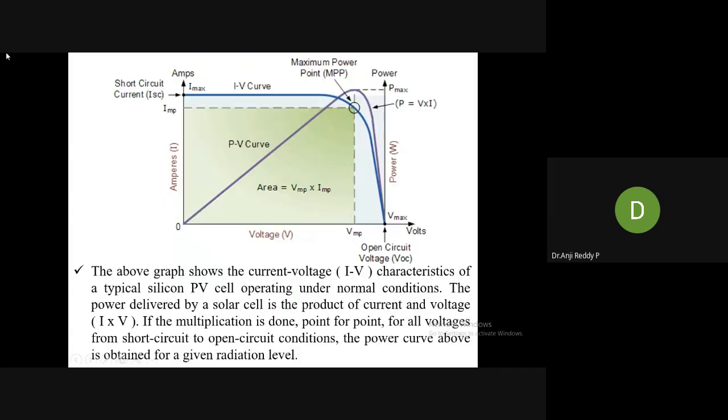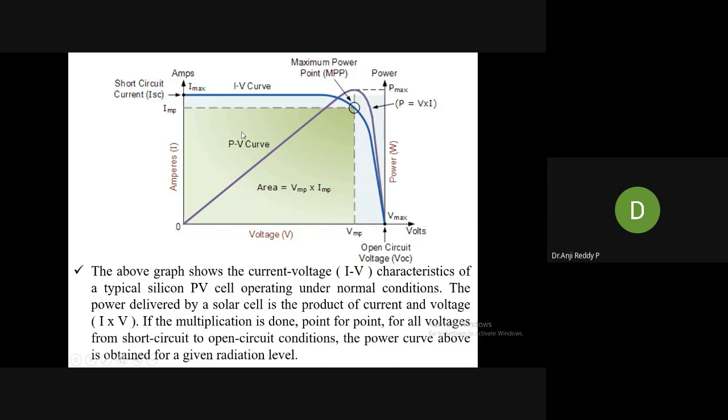See here, these characteristics we will study one by one. We have a total of 4 points. We will check one by one. This is the first graph. First we will study the IV characteristics. I is current, which is on the y-axis. Voltage is on the x-axis.